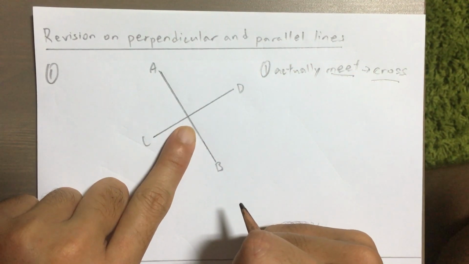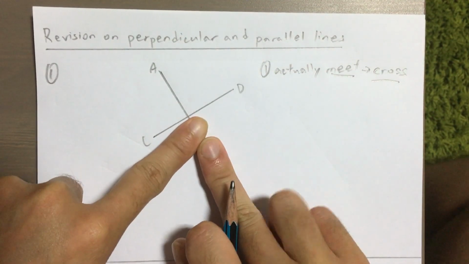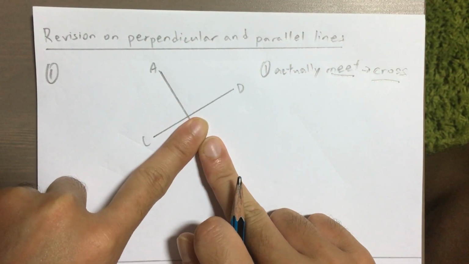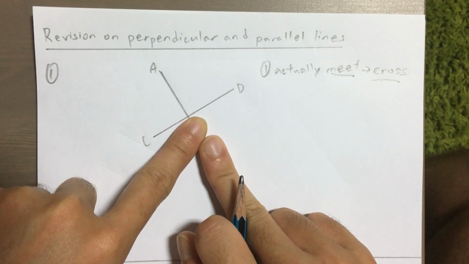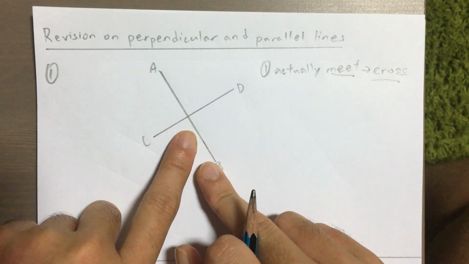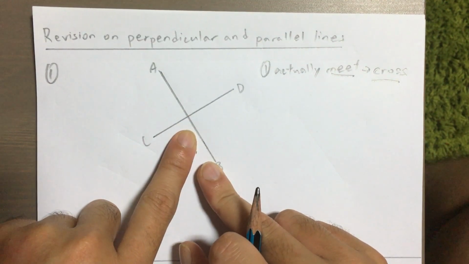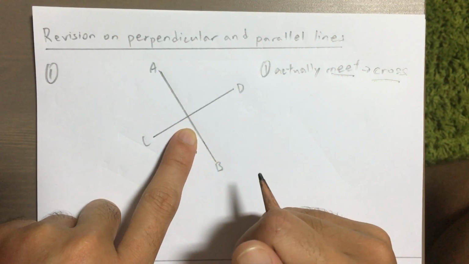Or sometimes they don't cross, they just meet up to here, that's it. This is also called meeting. As long as they touch each other, either they touch each other or they cross, this is what we call meet. But they don't just meet anyhow. They don't just meet in any way they want. They meet in a very special manner.